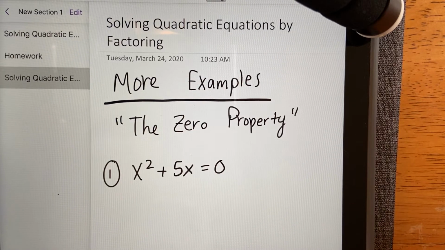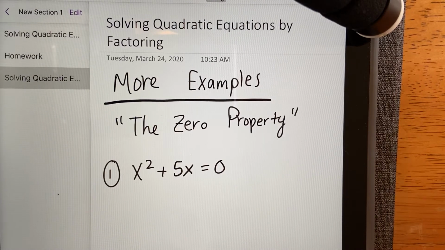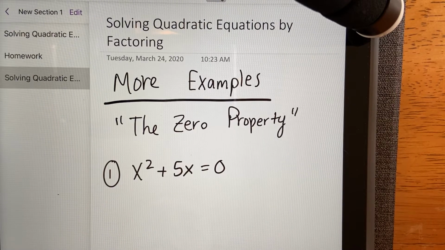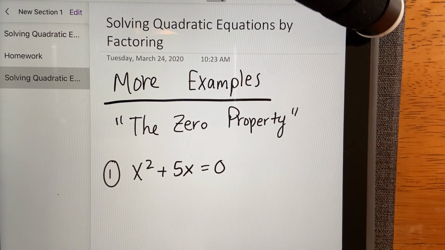Basically what we're doing is called the zero property. We're solving quadratic equations by factoring. You're going to factor the equation and then set each part equal to 0. That's why it's called the zero property.